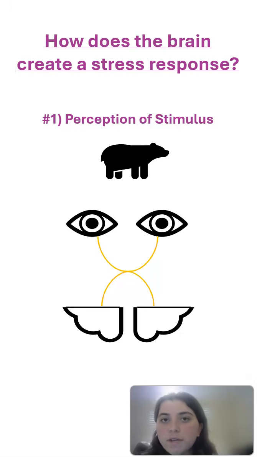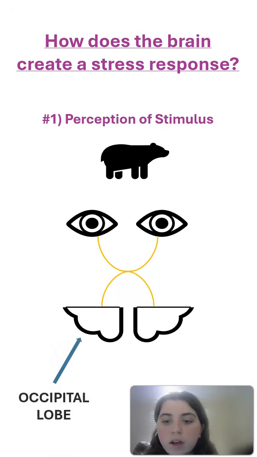That visual sensory information is relayed through your eyes to a region of your brain at the posterior or backmost part called the occipital lobe, and the occipital lobe will actually integrate that sensory information. So now, all you know is that there's a bear in front of you, but that's not enough.